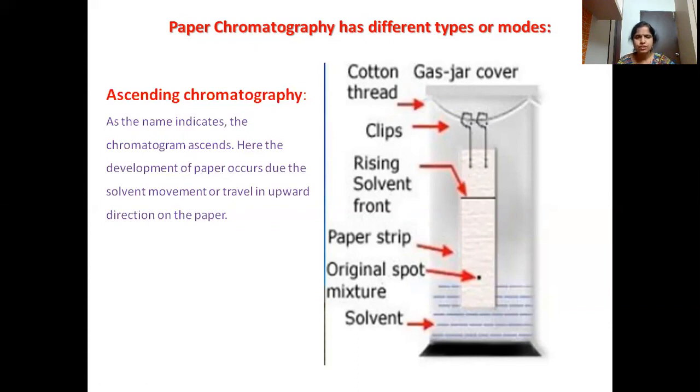Now after drawing, what we need to do is dry the paper for some time. Just leave it there as it is. It just gets dried up. After it gets dried up, you can see clear spots on the paper. If it is colored, it is visible. If it is colorless, you have to keep that paper under the UV light. This type of technique we call ascending chromatography.